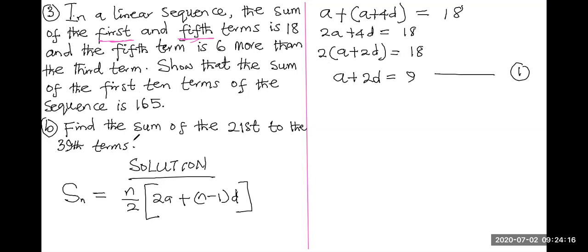Now, remember we need a and d, so we need another piece of information on a and d in order to solve simultaneously. It says, and the fifth term is 6 more than the third term. The fifth term is a plus 4d. It says "is", and in mathematics, is equals to 6 more than the third term. So what is 6 more? Is it multiply? Is it division? Is it addition?